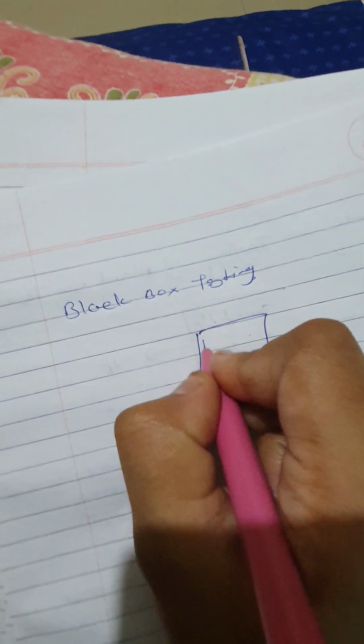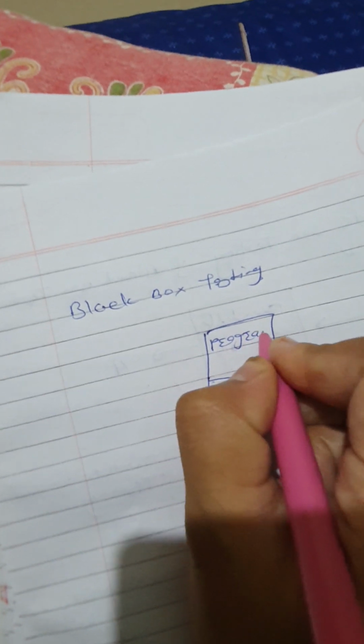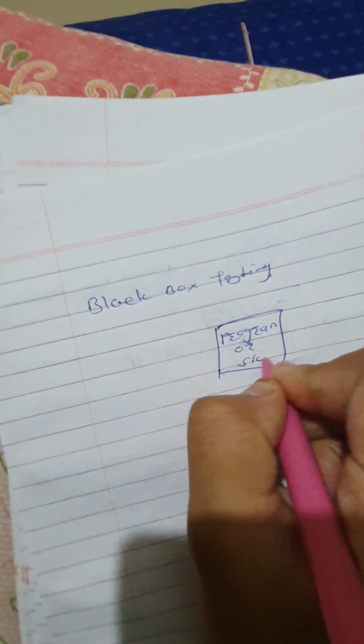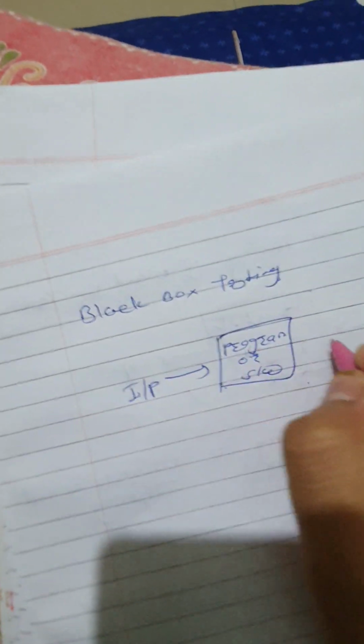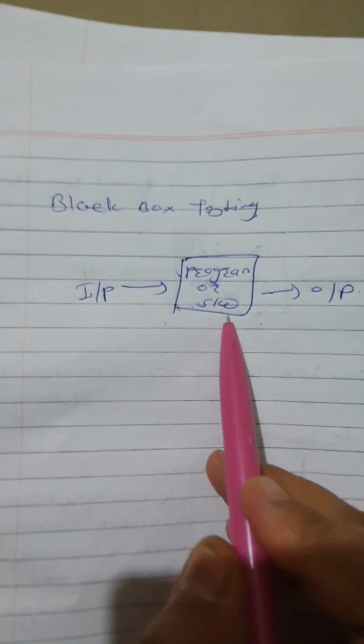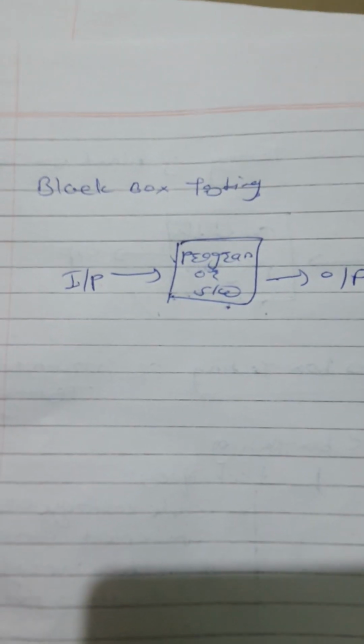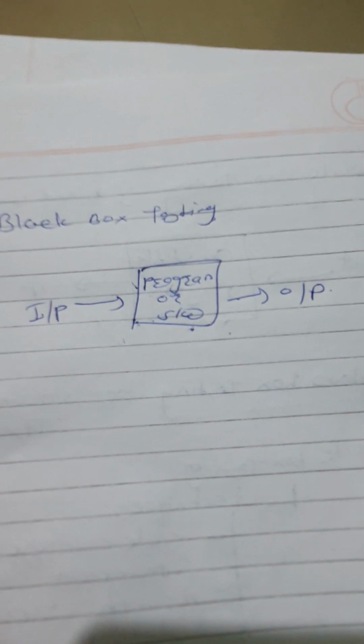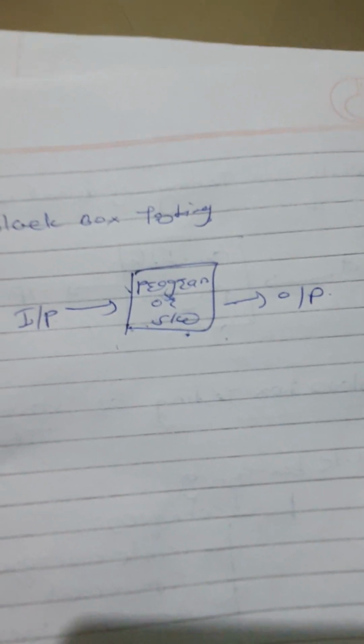What is black box testing? Black box testing, again here is your program or software. This is your input, this is your output. How to show black box testing? Using your program or software's input and output. This is black box testing.